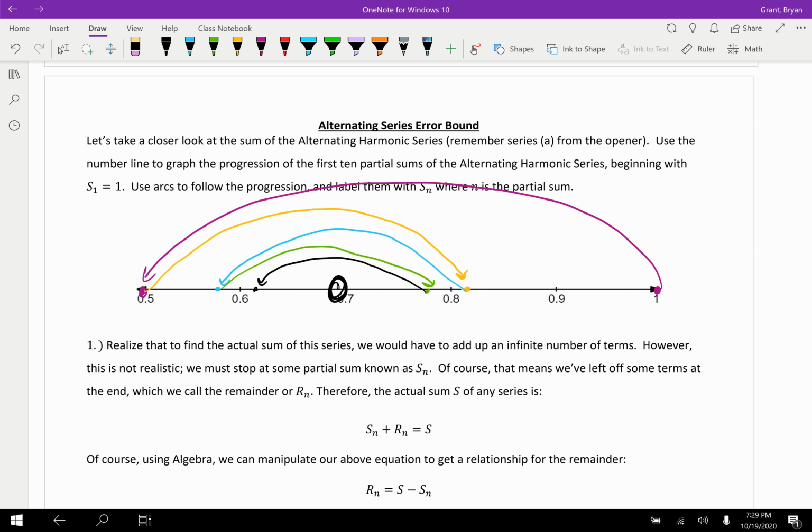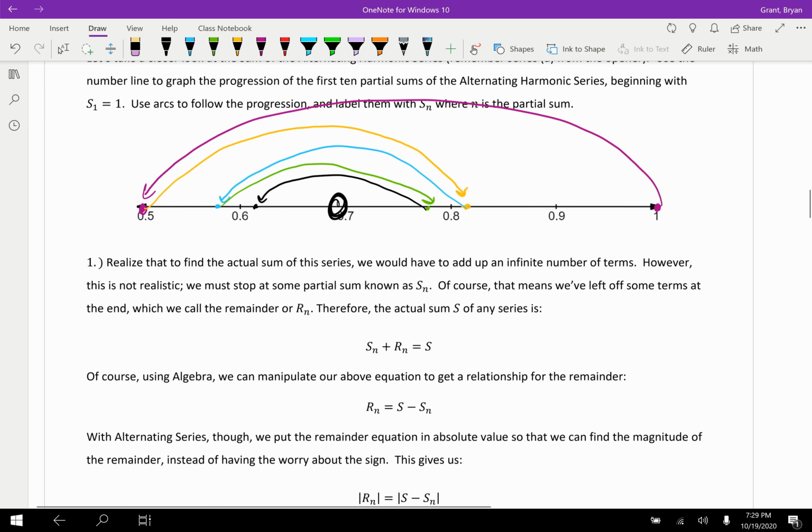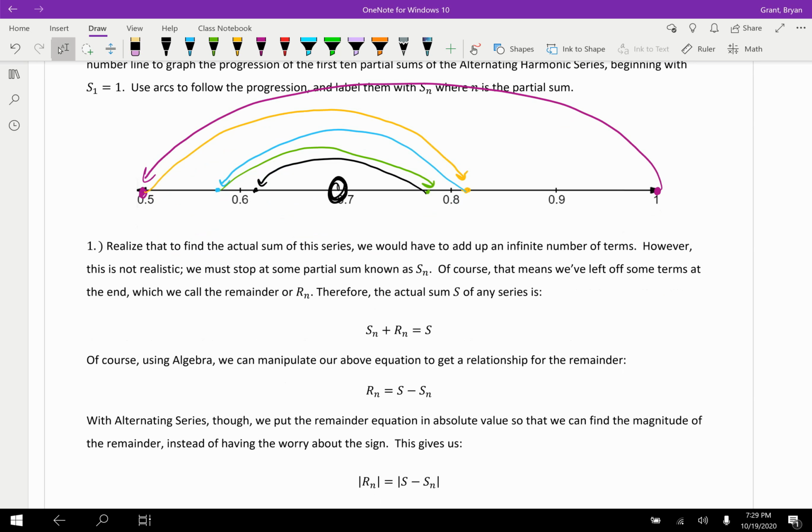Okay, now we're going to go ahead and try to break down the actual sum into smaller pieces. We're going to break down the actual sum into 2 terms, one of which we've seen before. One is going to be the partial sum, and that is, of course, wherever we stop adding up, right? You can add the first 10 terms, the first 100, the first 1,000,000. Eventually you have to stop adding terms because we can't add an infinite number. That would take a very long time to do.